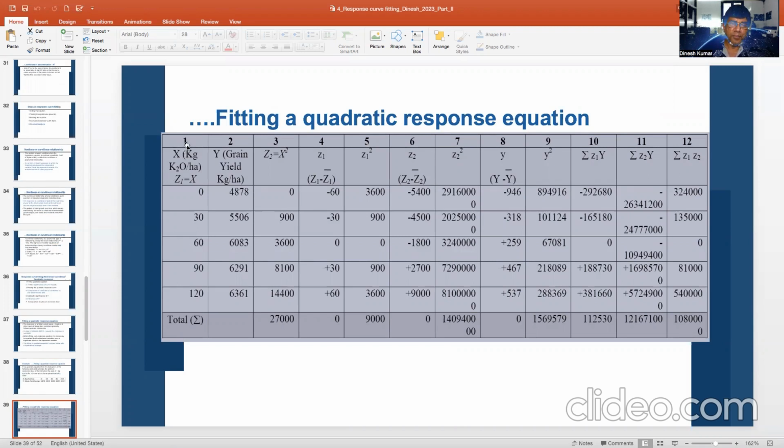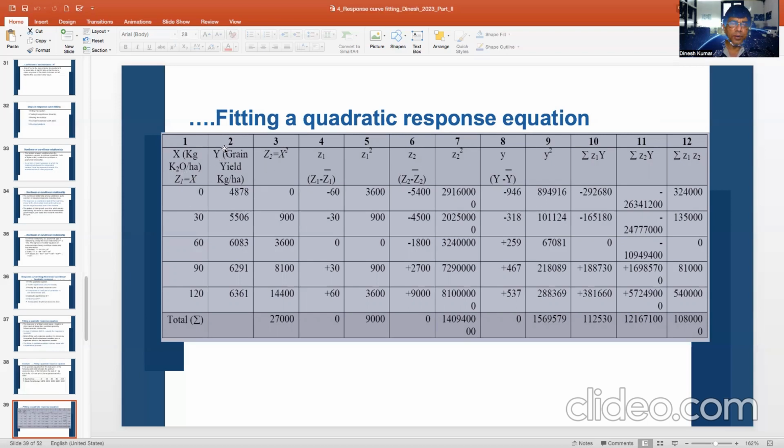Now you have column number 1. Here it is X, the levels of potassium, K2O, per hectare in kilograms. So you have 0, 30, 60, 90, 120. So you can see here, it is actually X. But as I told you that the curve has been converted into a straight line with some relationship, therefore a new variable was created, that is capital Z1. That is exactly your X. X is now written as capital Z1. This is your independent variable.